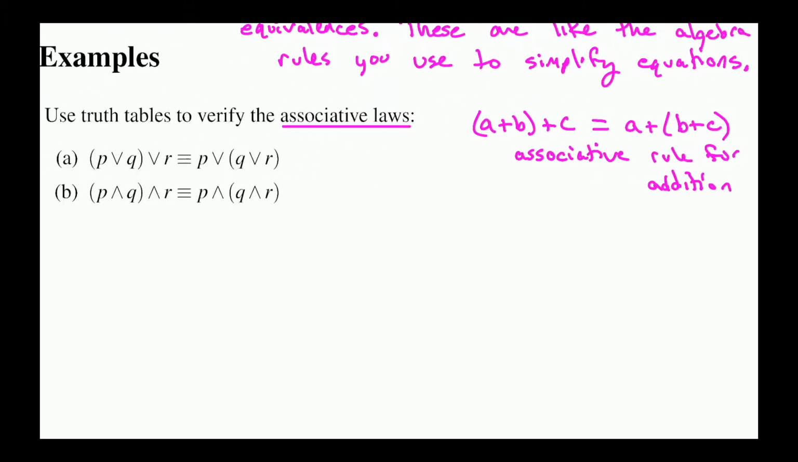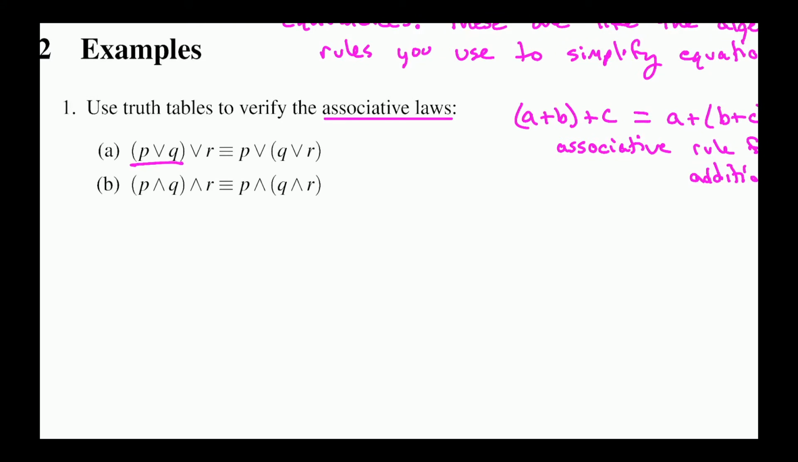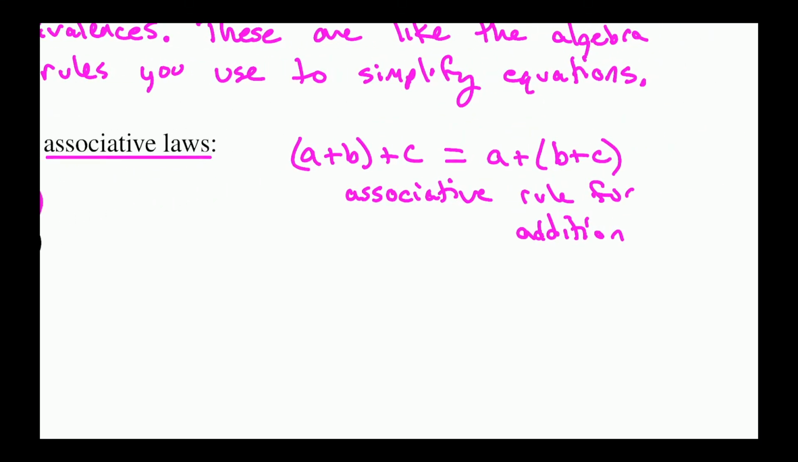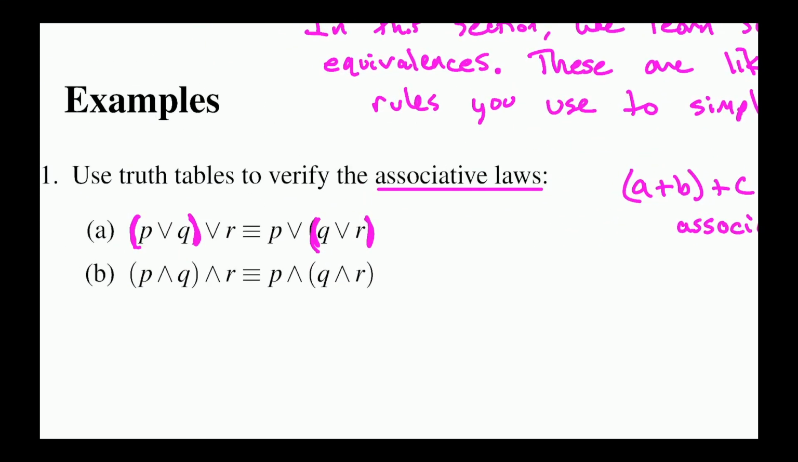And now look at this. So here you've got P or Q or R, and here you have P or Q or R. What's the difference? The difference is where those parentheses are, right? Right here, the parentheses are around the P and the Q, and here they're around the Q and the R, just like the associative rule for addition. And again, you could technically use the associative law for addition to help you do algebraic simplification. And that's what we're going to use it for, but it won't be for algebra, it'll be for logical expressions.